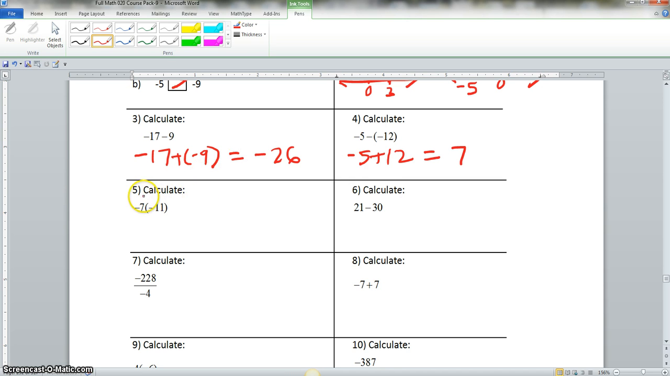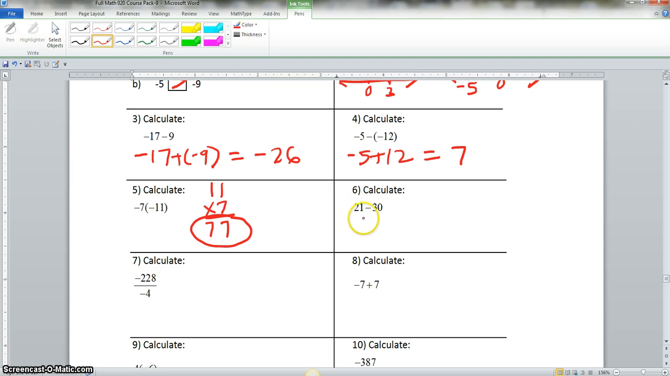So now we go down here to number 5. We have negative 7 times negative 11. A negative times a negative is a positive. So we know our final answer is going to be positive. So we could just take 11 times 7. 7 times 1 is 7. 7 times 7 is 49. So our final answer here is 77.